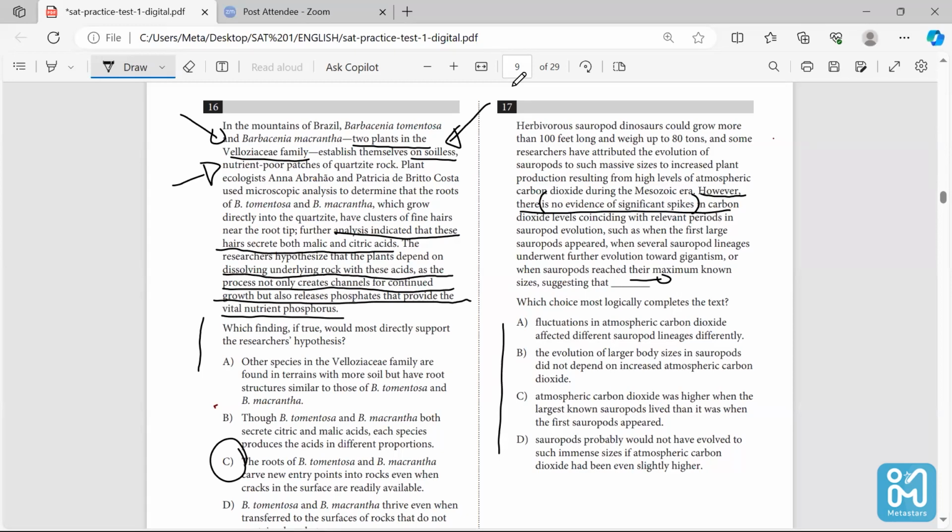Okay, guys, whenever we have the word however, make sure you pay attention to what comes after. Meaning, whenever we have one direction, if it's a positive here, what comes after however will be what?